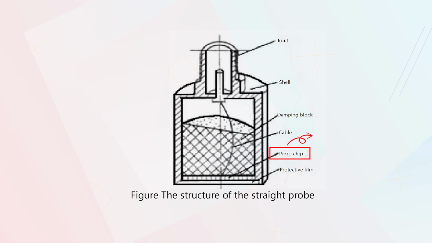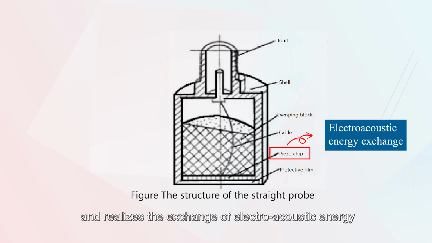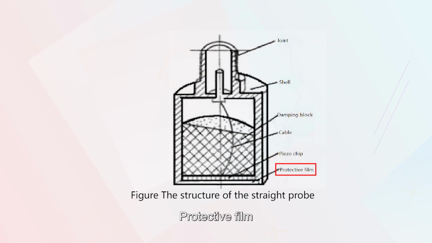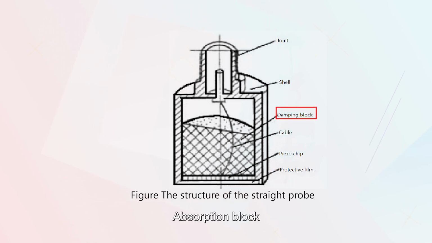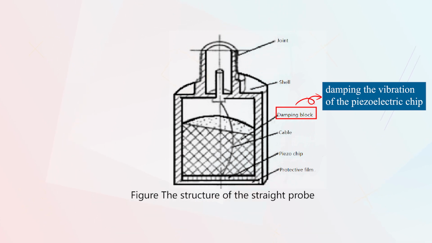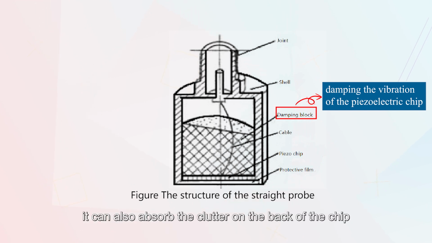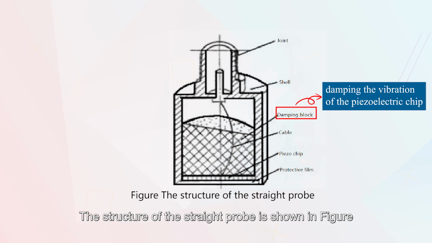The piezoelectric chip transmits and receives ultrasonic waves and realizes the exchange of electric and acoustic energy. The protective film protects the piezoelectric chip from wear and damage. The absorption block close to the piezoelectric chip dampens the vibration of the chip, and is also called a damping block, so that the vibration can stop as soon as possible, thereby reducing the pulse width and improving the resolution. It can also absorb the clutter on the back of the chip, improve the signal-to-noise ratio, and support the wafer. The structure of the straight probe is shown in the figure.